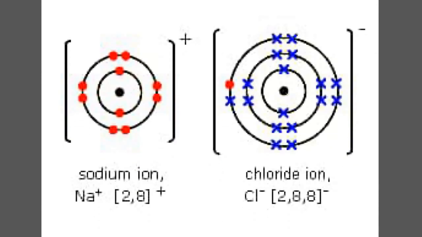In the same way for sodium chloride, you can see this is sodium. Once it has lost one electron, one positive charge is indicated here, and this chlorine, after accepting one electron, gets a negative charge and becomes the chloride ion. As you can see, the electronic configuration of the sodium ion is 2, 8 with a positive charge, whereas for the chloride ion it is 2, 8, 8 with a negative charge.